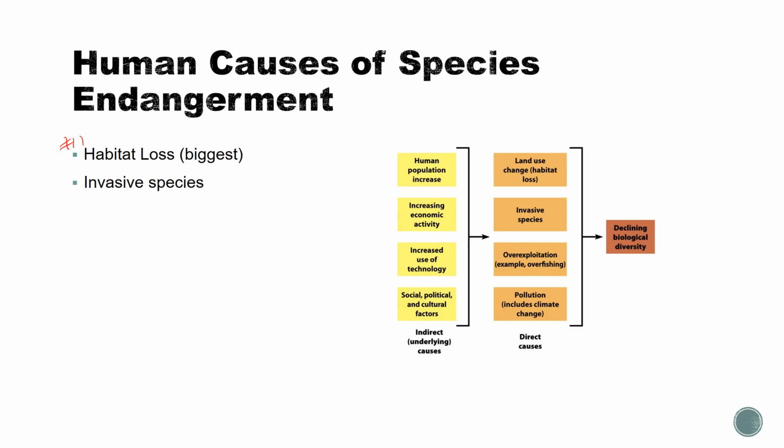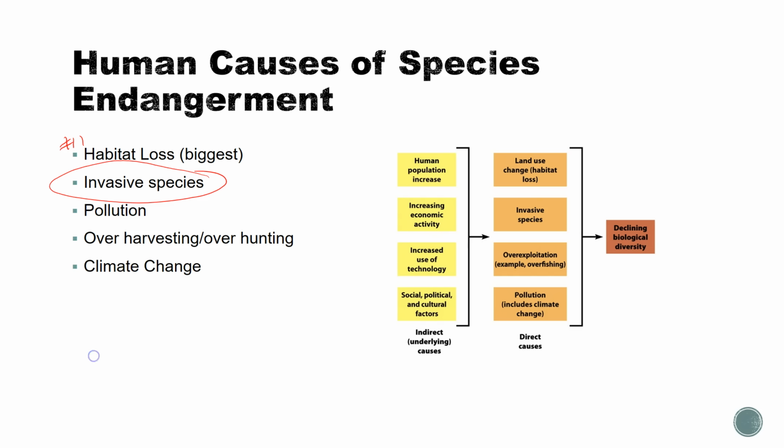All right, number two would be invasive species, and we'll spend more time talking about those in class and the special problem they pose. Three would be pollution. Four would be overharvesting or overhunting. Again, depending on what species we're talking about, sometimes that's the number one cause, as is the case with elephants and whales, right? And then, of course, climate change, particularly in our coral reef ecosystems.